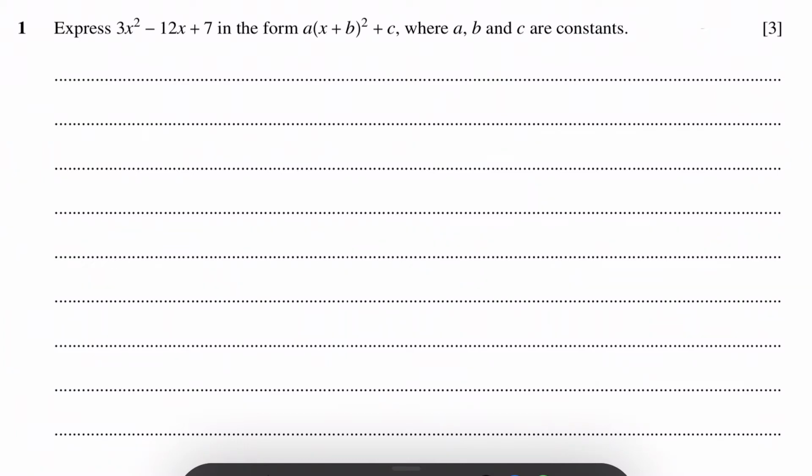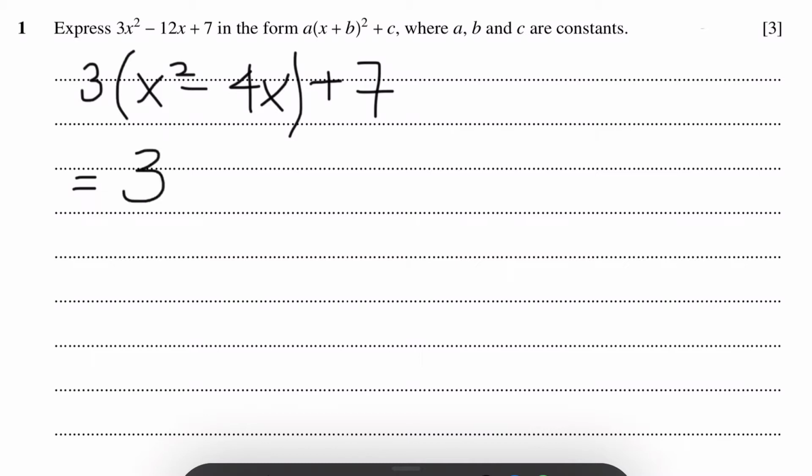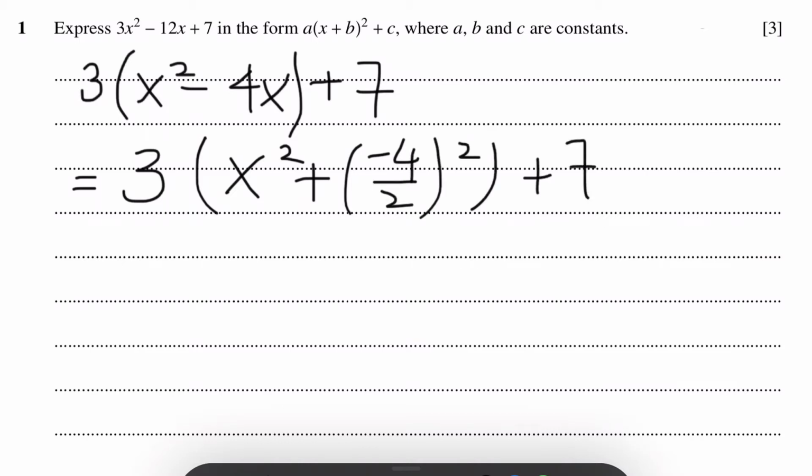First, what you want to do is to factorize out the 3 because you need a. We'll go ahead and factorize that, and perform the completing the square as you would normally. Remember to add 3 to the back.